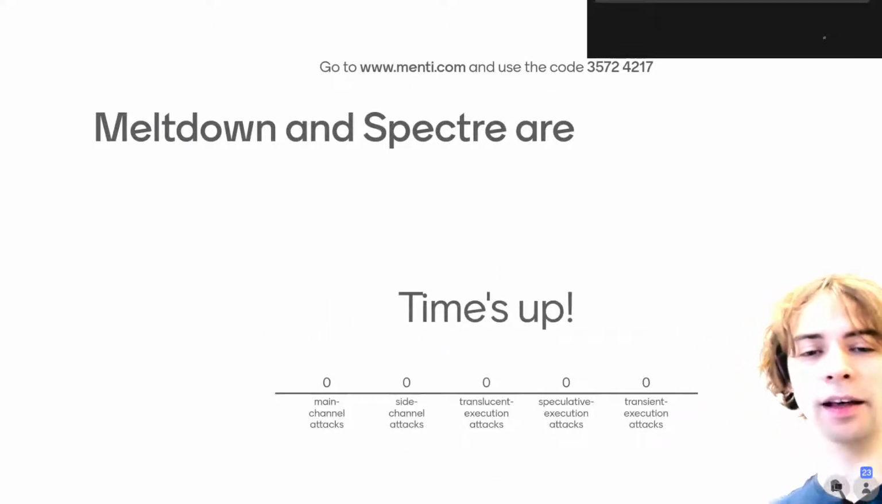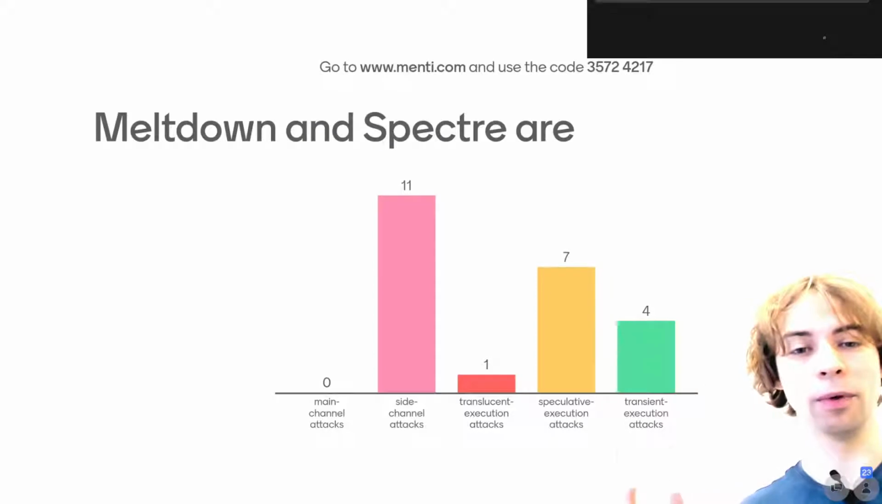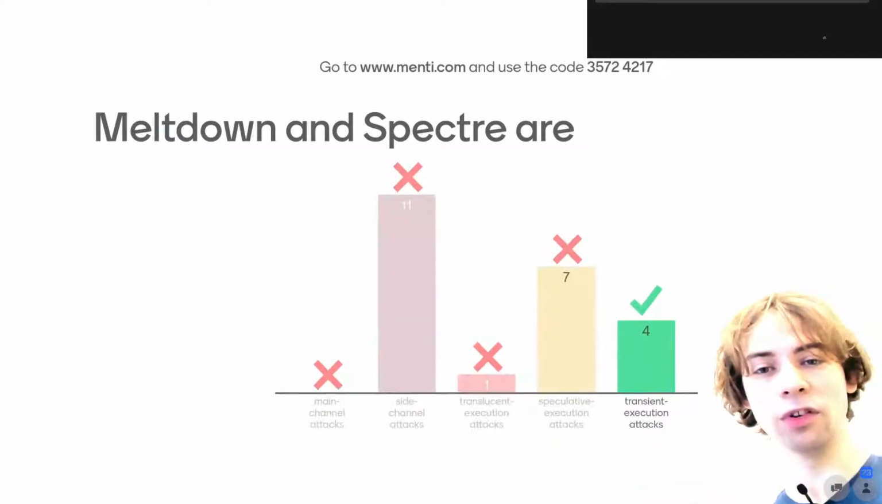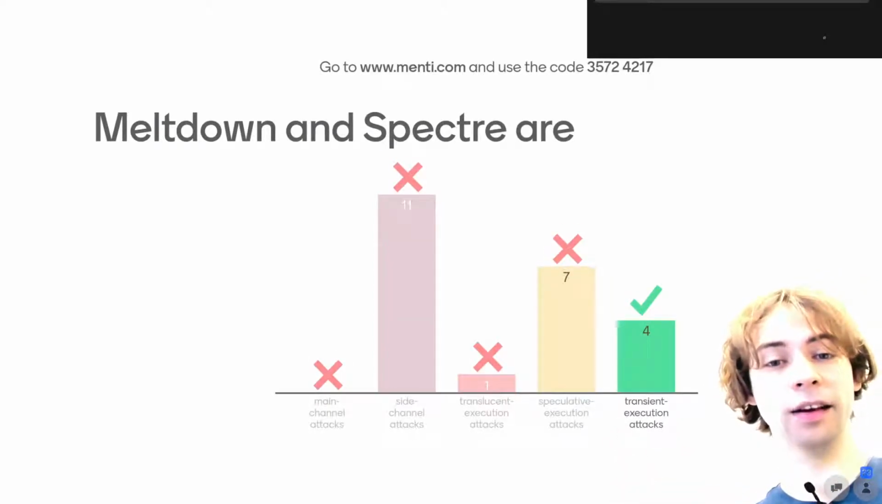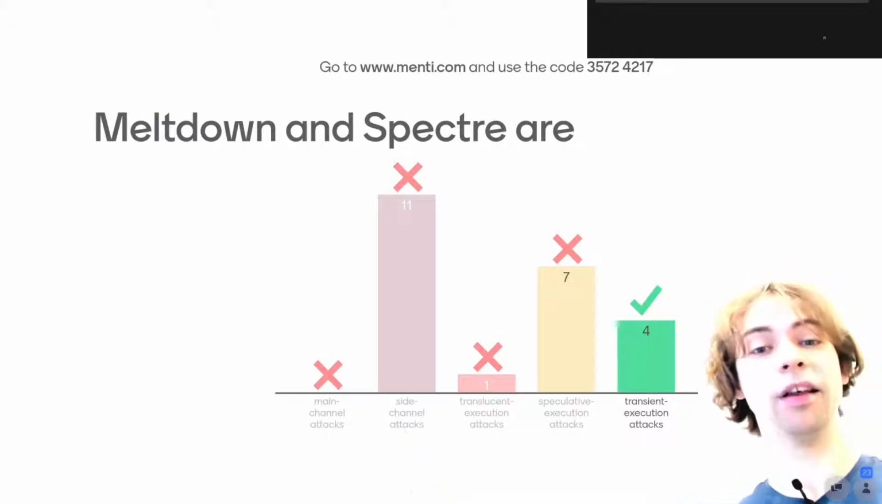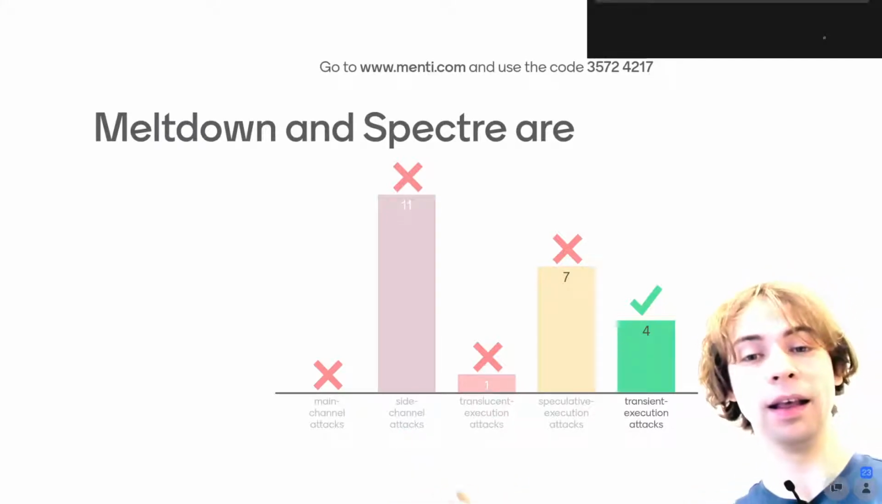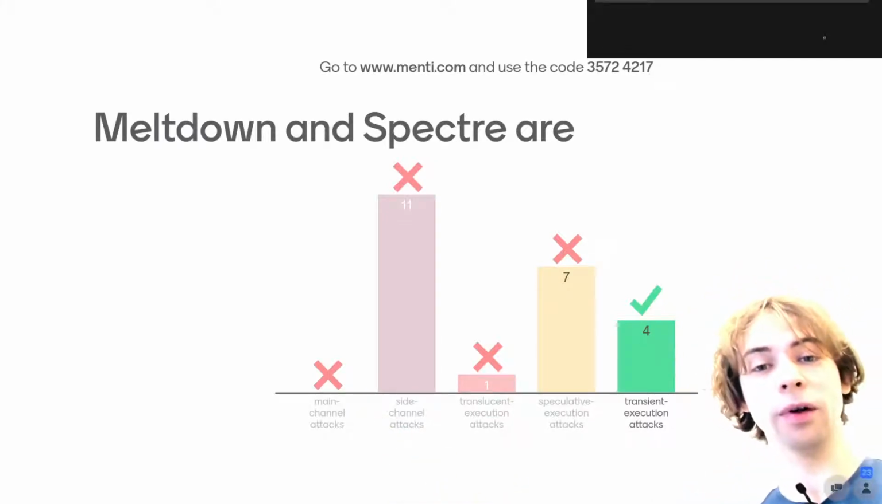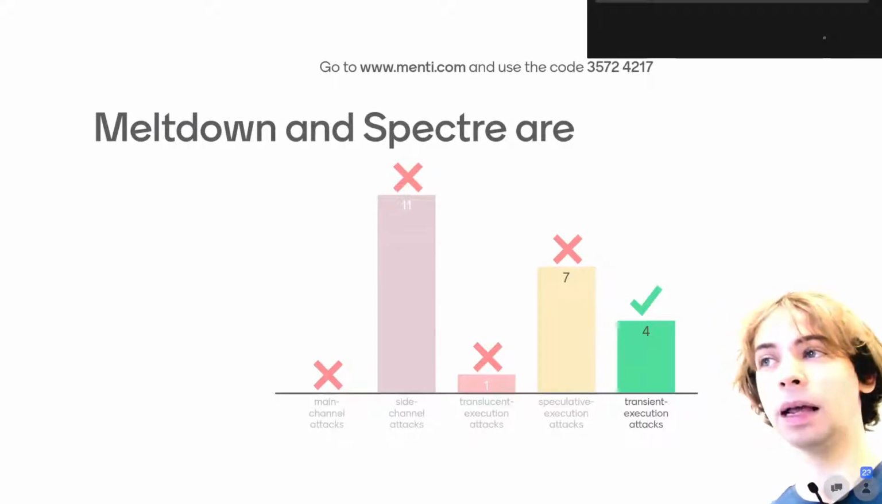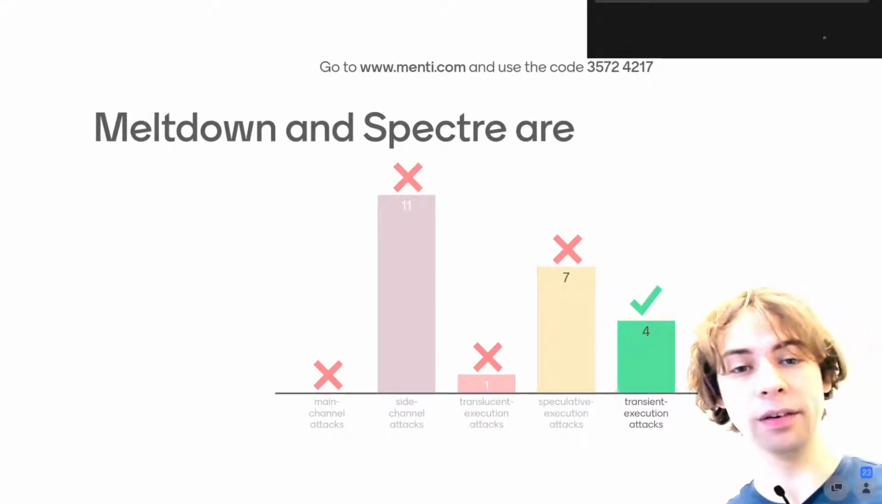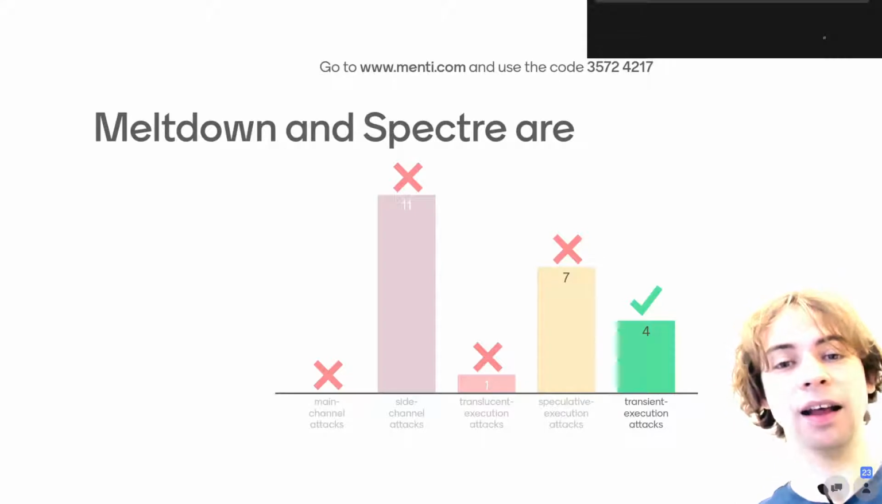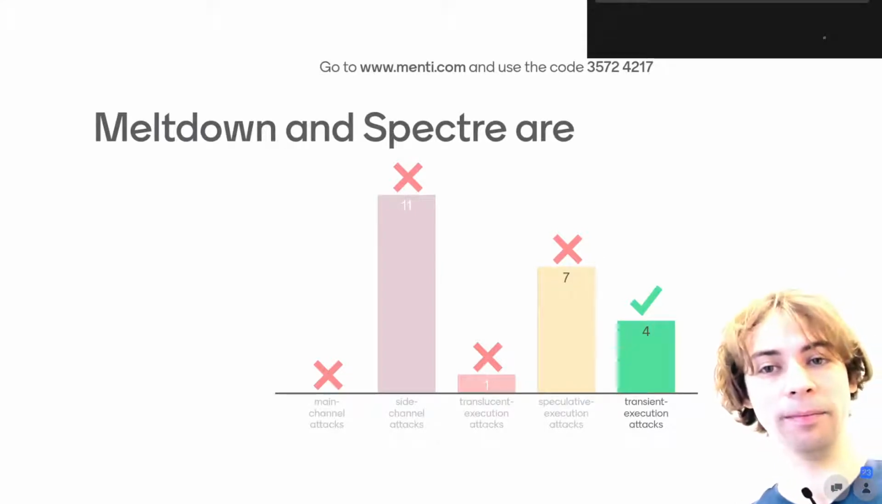Yeah, so as discussed in the last lecture, we call them transient execution attacks. They are not side channel attacks. If you missed that part, just watch the lecture from last time again. They are not side channel attacks because they are not inferring any information from metadata. They are directly obtaining the data.